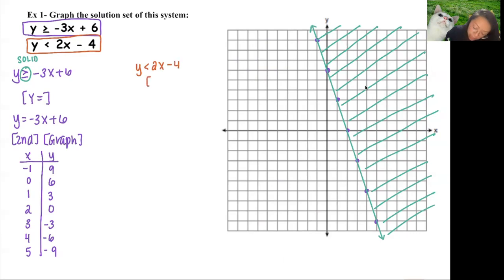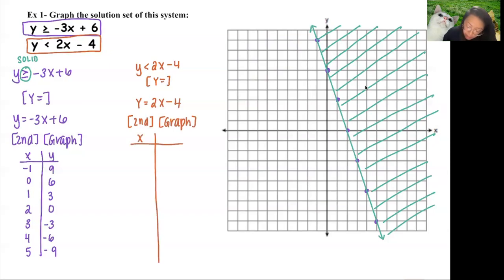Again, we're going to go to y equals, and you're going to enter it as if it were an equation. So I'm entering in y equals 2x minus 4. And then to get your table of values, again, we're going to press second, graph, and I'm going to copy down the table of values here so that just in case I plot the points wrong, I can still get partial credit. The first point that is going to fit on our graph is -3.